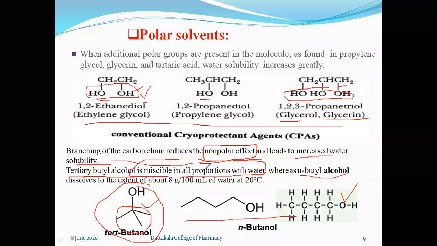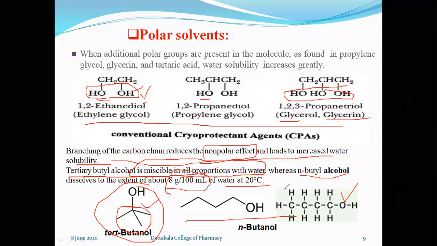So we can mix this tertiary butyl alcohol in water at any proportion. In every proportion, the tertiary butanol is ready to show solubility in water. But in case of n-butyl alcohol, it will dissolve to the extent of only about 8 gram in 100 ml of water at 20 degrees Celsius.